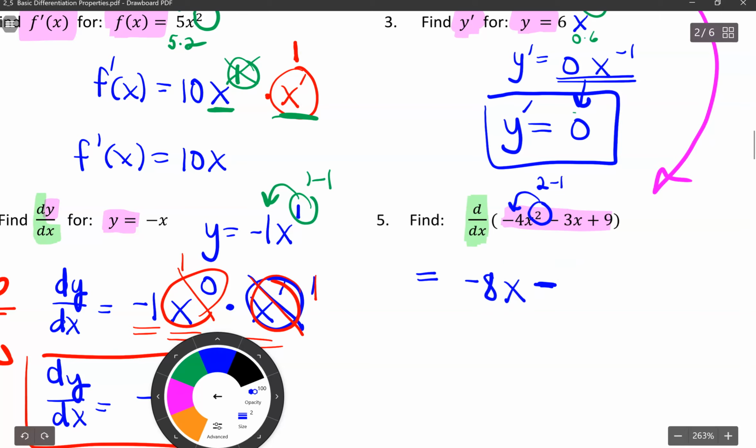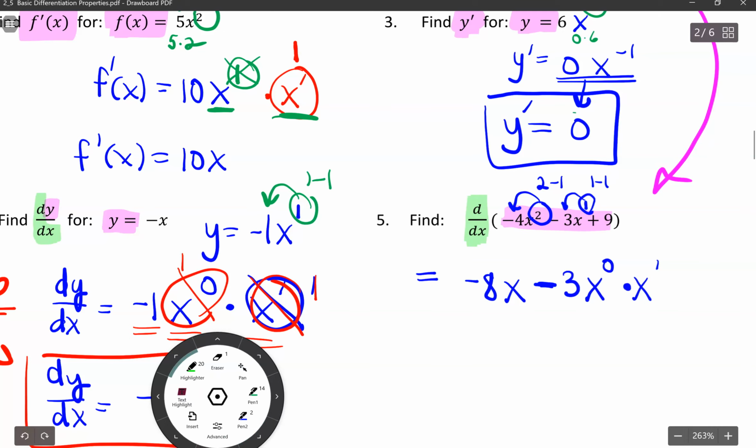Minus 3x has an understood exponent of 1. I drop the exponent down to the front. 3 times 1 is 3. I rewrite the base. I decrease the exponent by 1, so that's 0. And technically, I tack on the derivative of the base. But x to the 0 power, that's just 1. And the derivative of x, that's just 1. So 3 times 1 times 1, that's just 3.